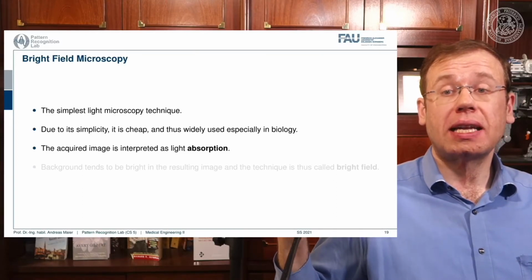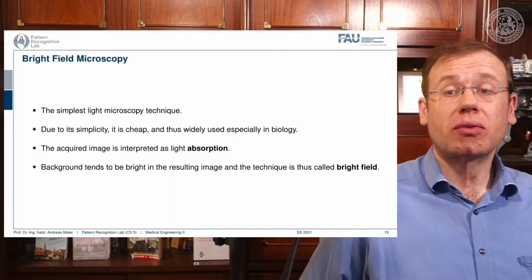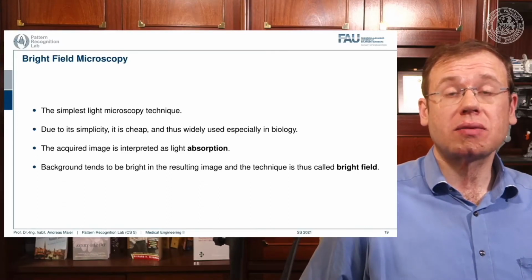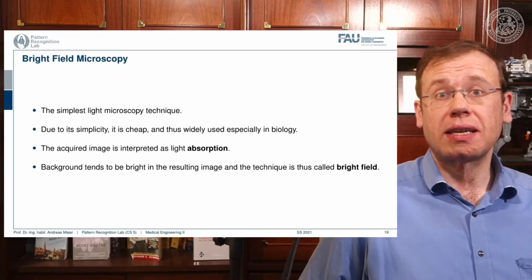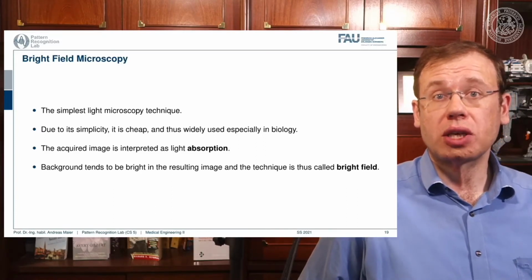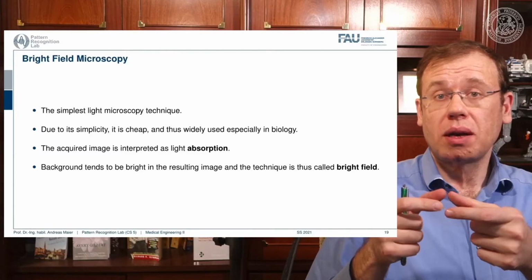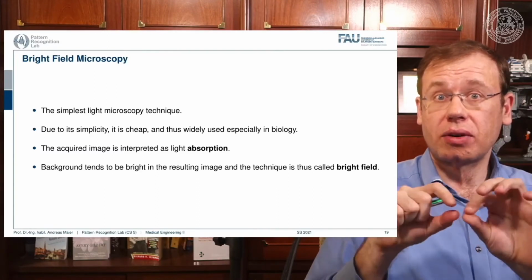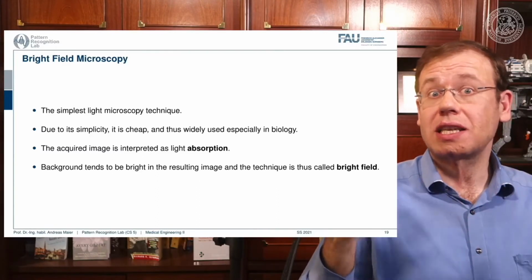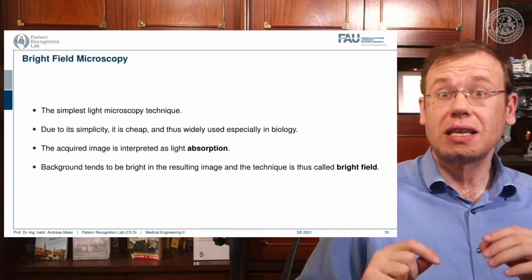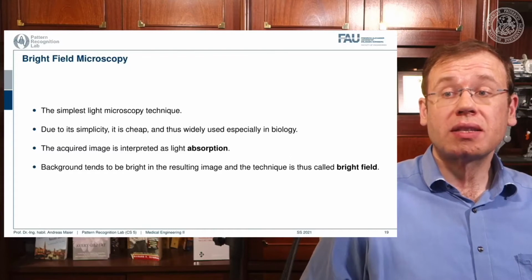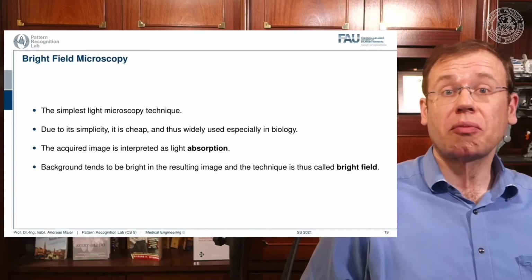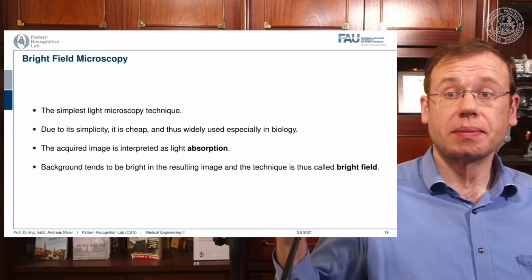sample, and therefore the background tends to be bright because we illuminate from the other side of the object, then we irradiate through the object, so this might be a small piece of glass, and there the actual thin slice, let's say a histology image, is located in there, and the background is bright. So this leads to the name of Brightfield microscopy.